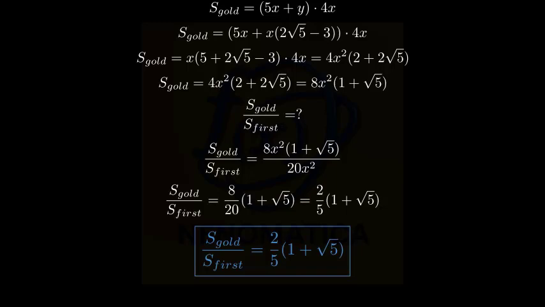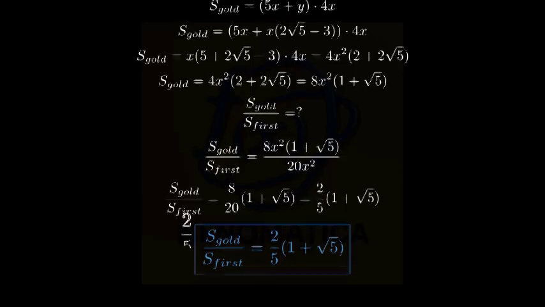Let's calculate the approximate numerical value of this ratio. Since the golden ratio phi equals approximately 1.618, our ratio equals 2/5 times phi plus 2/5. This gives us approximately 0.4 times 2.618, which equals about 1.047. So the golden rectangle's area is about 4.7% larger than the original rectangle's area. This fascinating relationship shows us yet another beautiful property of the golden ratio in geometry.